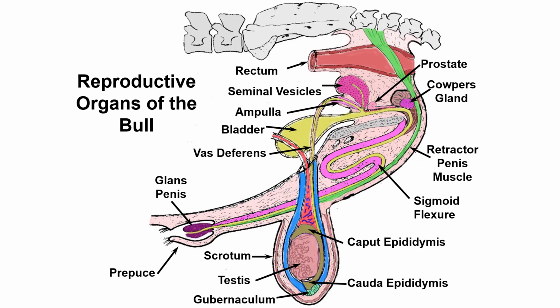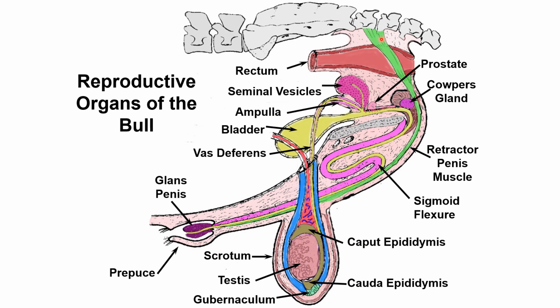This diagram presents the reproductive tract of a bull and its labeled parts. So the reproductive tract of the bull is of course divided into the external genitalia as well as the pelvic genitalia, or the inner part of the reproductive tract. For the external genitalia, we have the penis, the glans penis, the prepuce. We also have the structures that are contained within the scrotum.